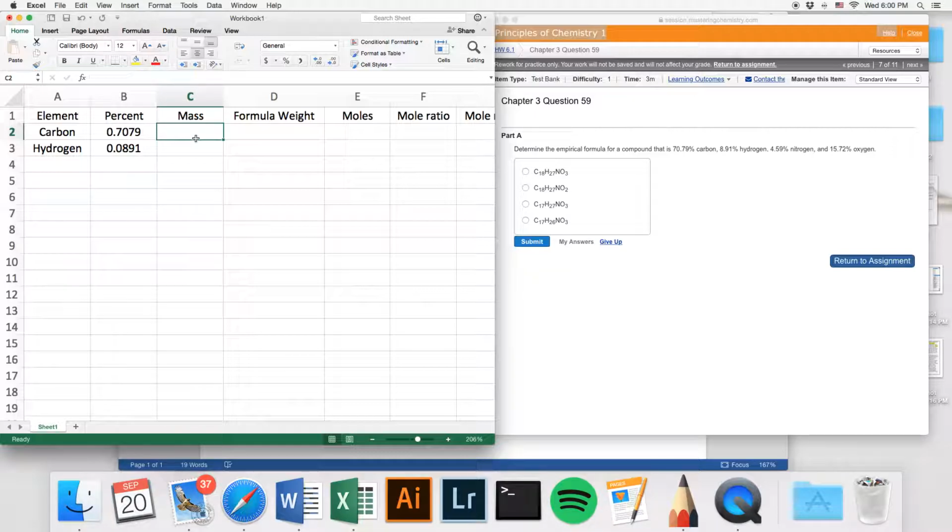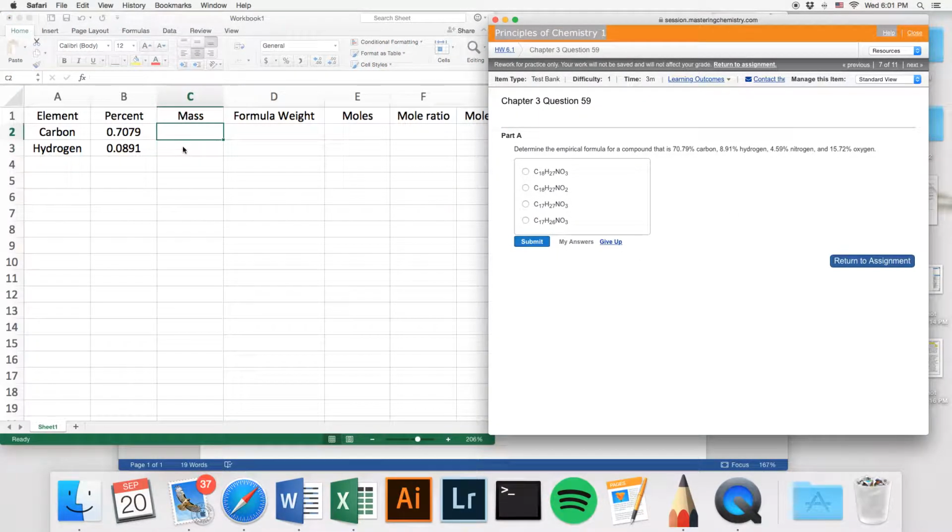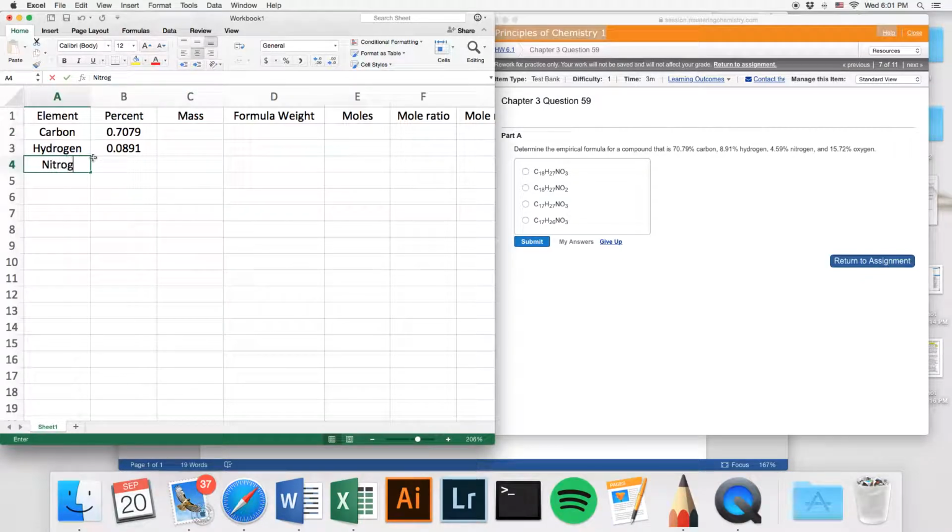All right, sorry about the interruption there. That was the student who was asking for the help. Okay, so what goes here? Nitrogen. And what percent goes with nitrogen? See it over here? 0.0459. And the last one's oxygen, so it's 0.1572. Okay? I would normally write this on my sheet of paper, but again, since I don't have my notepad, I don't have a way to write it on my screen for you to record, so this is what I'm doing, okay?